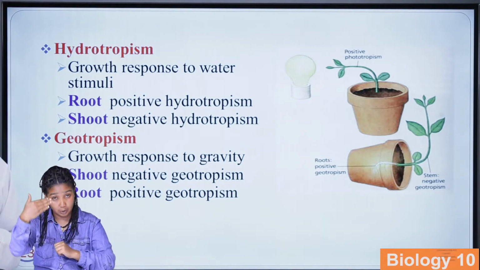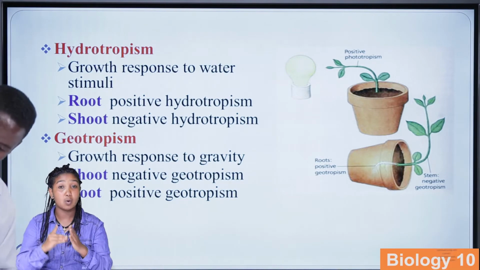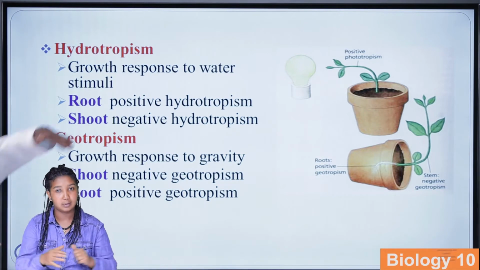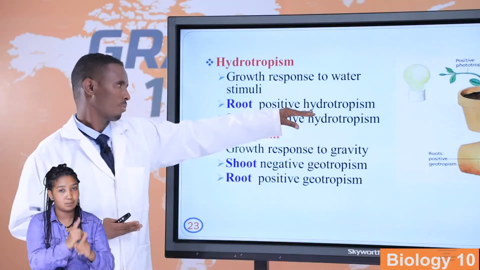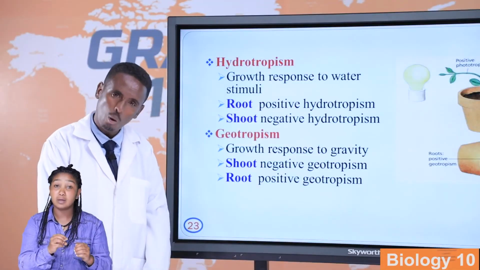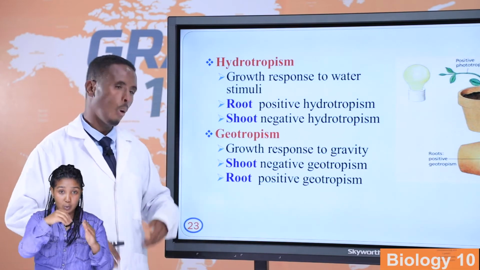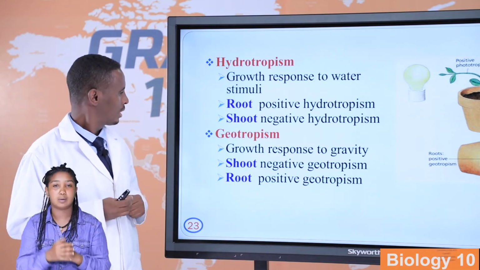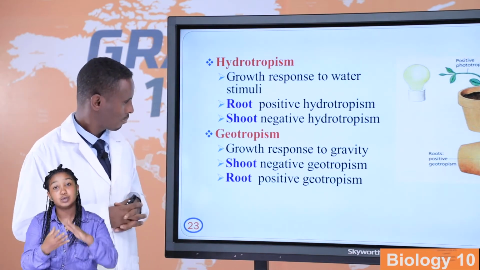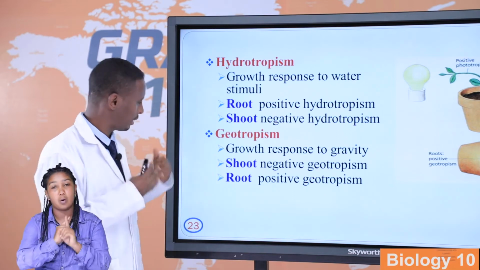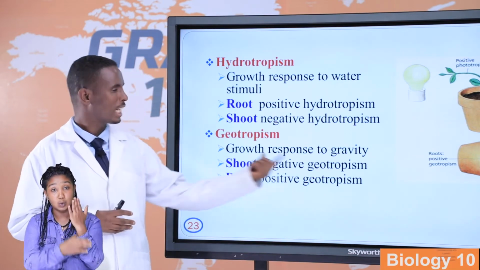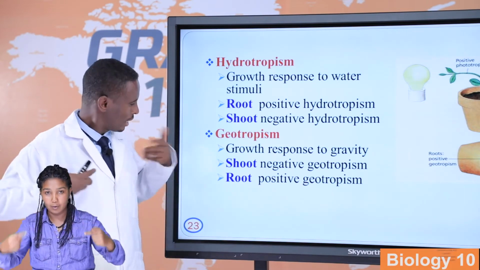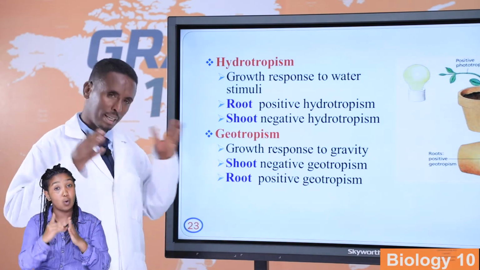As you know, plants grow towards damp soil, towards water. The root is positively hydrotropic. The root grows toward the water. The shoot grows away from the water. The other one is geotropism. Growth response to gravity. The shoot is negatively geotropic. This means the shoot grows away from gravity, and the root grows toward gravity.